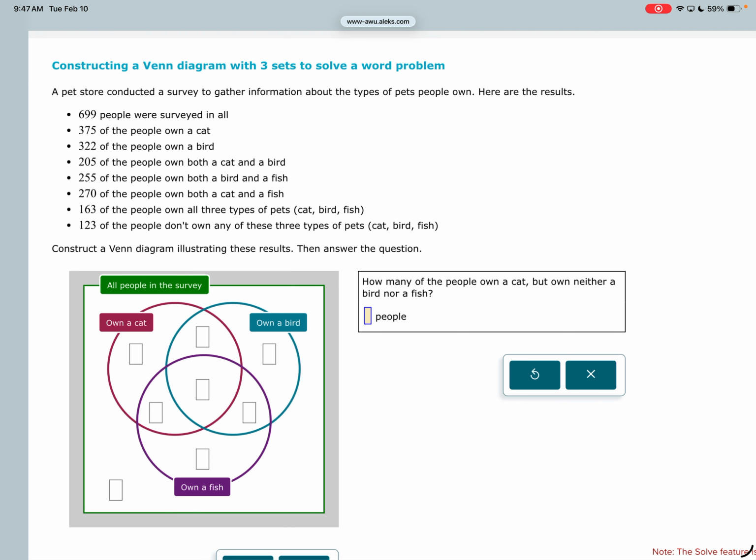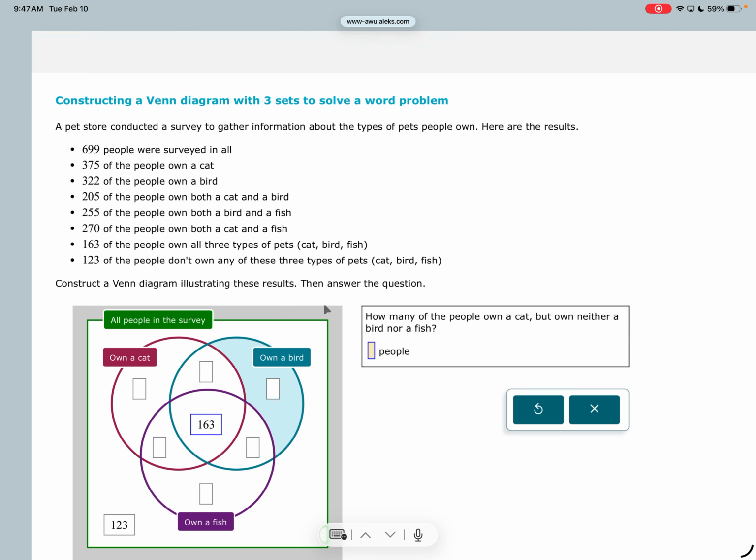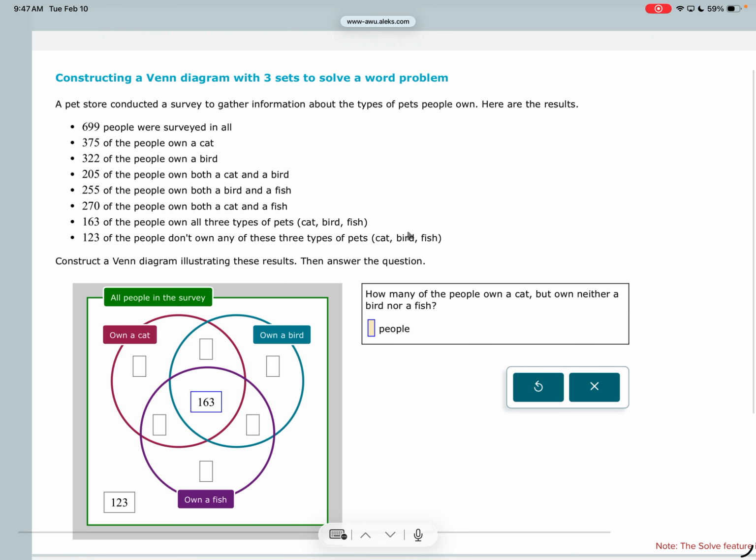So 123 of the people don't own any of these. So that goes on the outside. 163 own all 3. So 163 goes in the middle. Okay, you want to work from the middle out on these because next, 270 own both a cat and a fish. If I ask these people in the middle right here if they own a cat and a fish, they'd say yes, right? Even though they own a bird too, that's fine.